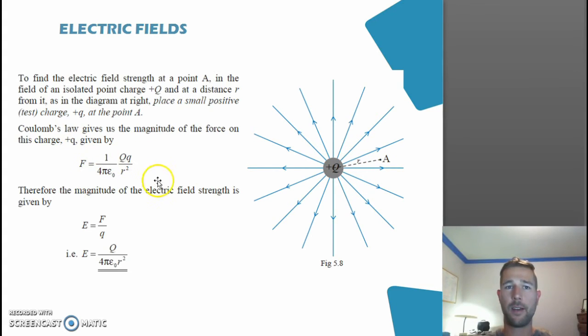Alright, so we've got our force equation here that we've seen before. Combining this with our equation for the electric field strength, we can take this force, substitute it here, and what we're left with is this equation for electric field strength. Now we can see from this equation that the strength of the field is directly proportional to the magnitude of the charge and inversely proportional to the distance away from the particle. So we can see the magnitude of the electric field is the same for all points that are the same distance from the charge.